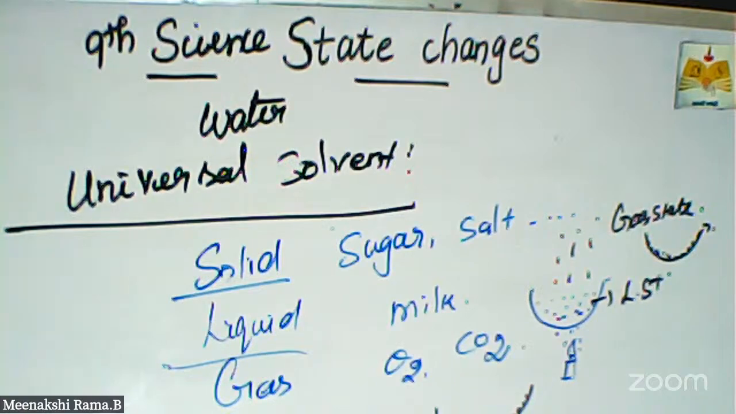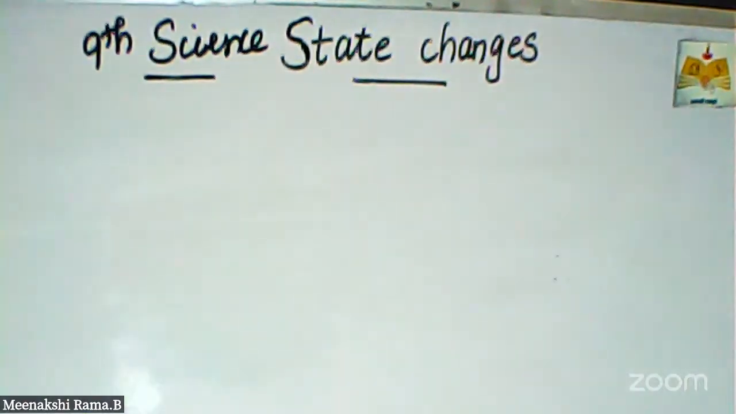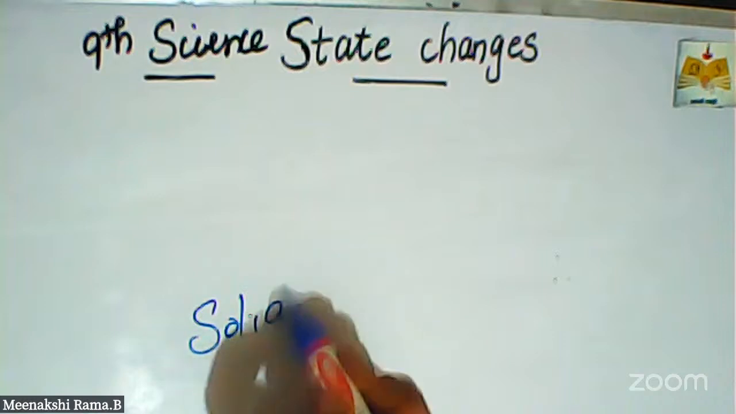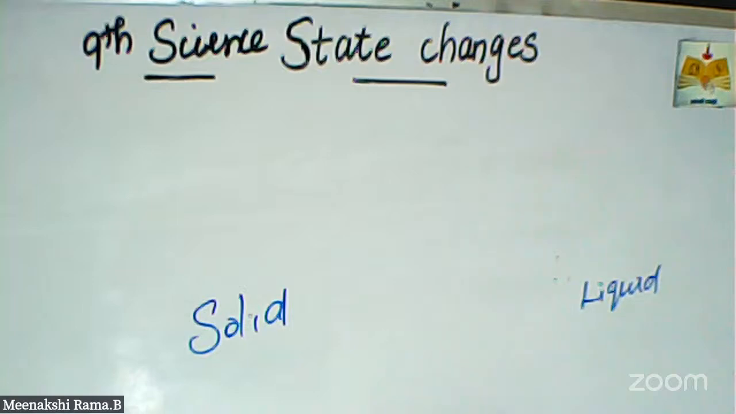So how do state changes occur? Water is a very good example for state changes. There are three states, that is ice, and then water and gas. These three states are possible in water only. So water is able to change into all states. Just see this simple concept. First one, this is solid, and then liquid, gas. So first the solid is changed into liquid.